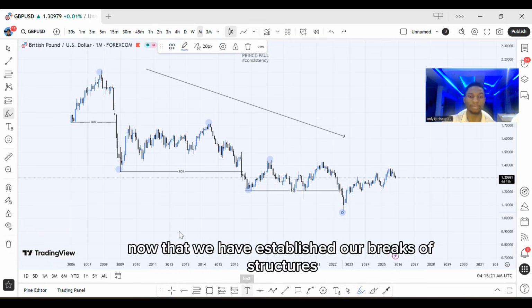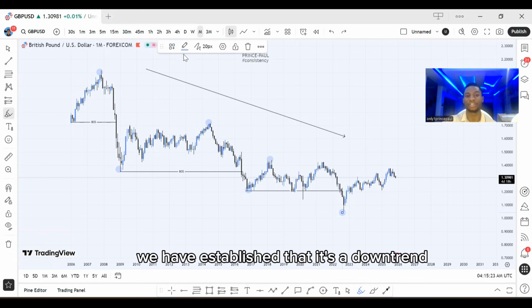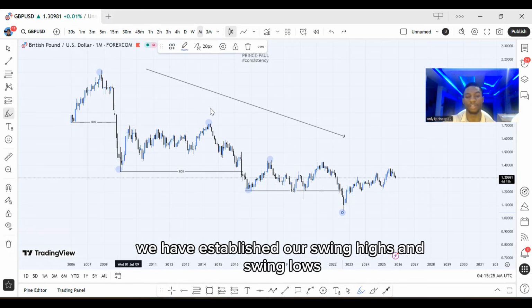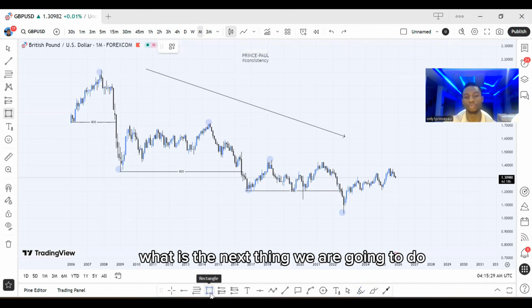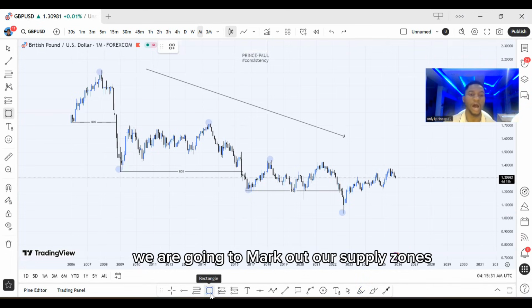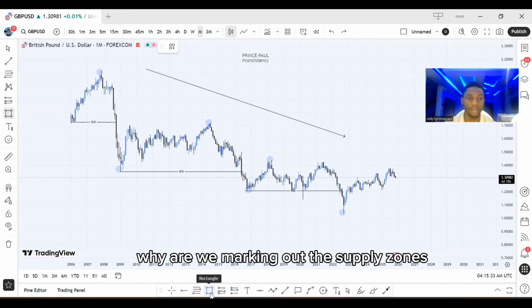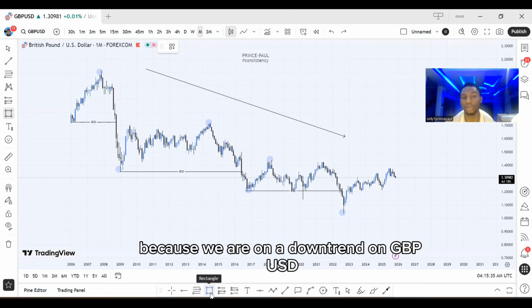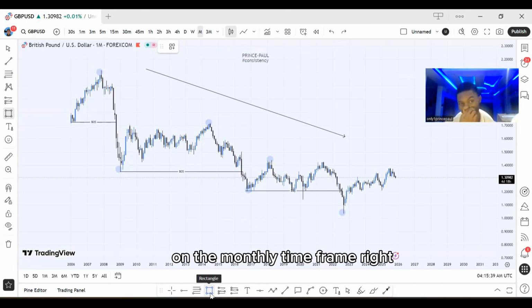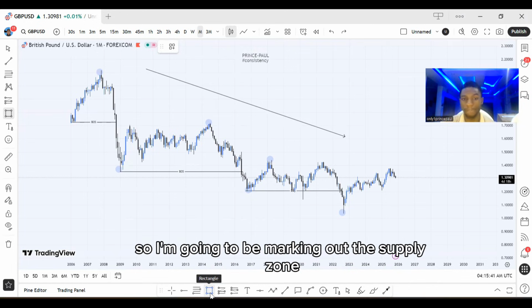So now that we've established our breaks of structure, we've established that it's a downtrend, we've established our swing highs and swing lows, what is the next thing we are going to do? We're going to mark out our supply zones. How are we marking out the supply zones? Because we are on a downtrend on GBPUSD on the monthly time frame, right? So we're going to be marking out the supply zone.